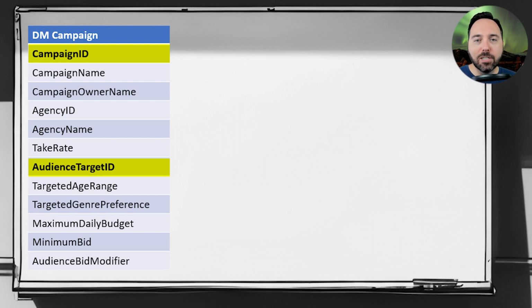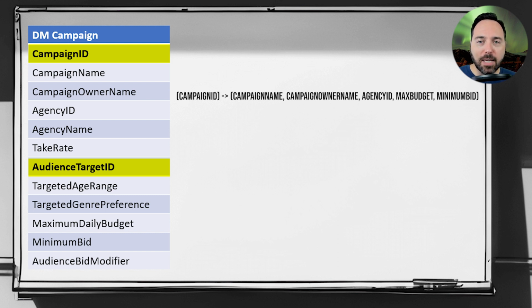Next, I want to sort out all of the functional dependencies. Through brutal interrogation of subject matter experts, relentless detective work in the existing dataset, and a bit of domain knowledge I've secreted away just for this occasion, I have come up with 4 functional dependencies. The first functional dependency is that campaign ID determines the campaign name, the campaign owner name, the agency ID, the max budget, and the minimum bid.